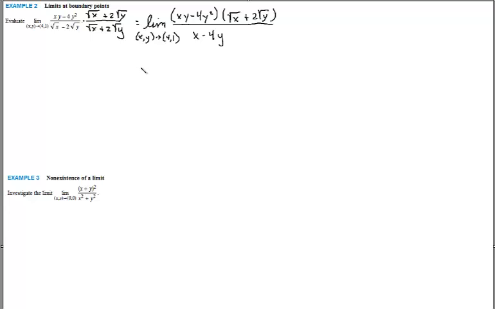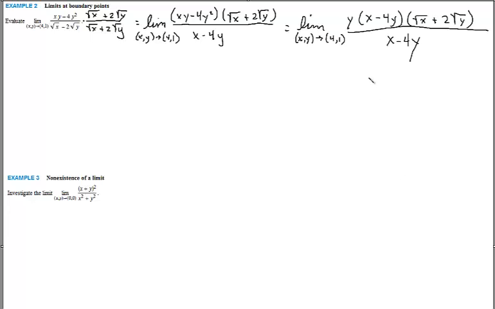Alright, I get an x minus 4y, and if I look over here I see that I have an x minus 4y if I pull out that y, so I'm going to do that, and I cancel that denominator, and that will suit me very well. I wrote that down for you, and this is just really nice. Now I can do direct substitution and get my limit. Alright, and that one is complete.